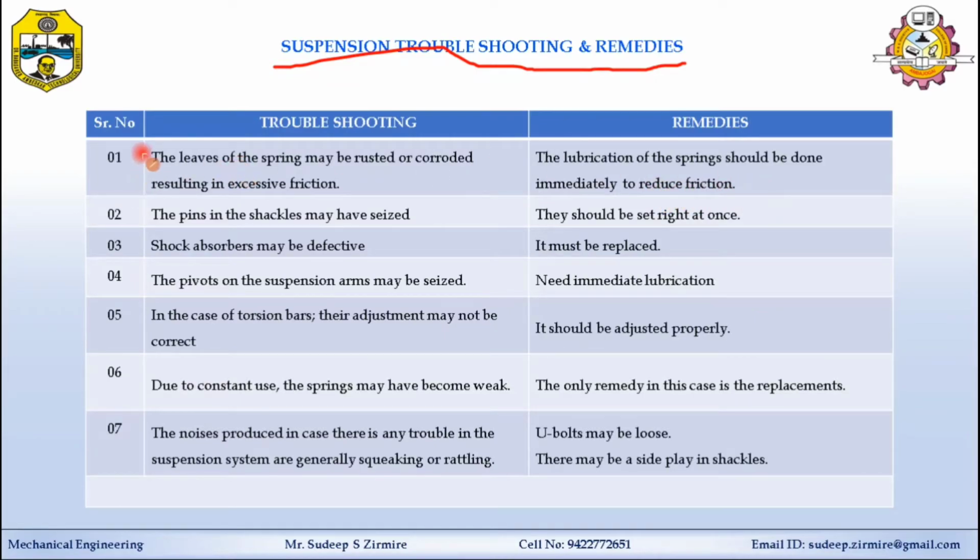So friends, here you can see I have mentioned 7 types of troubleshooting. You can add more than 7 because there are a lot of problems related to even each small component. You can write as you wish related to any parts. The first, for example, the leaves of the spring may be rusted or corroded, resulting in excessive friction.